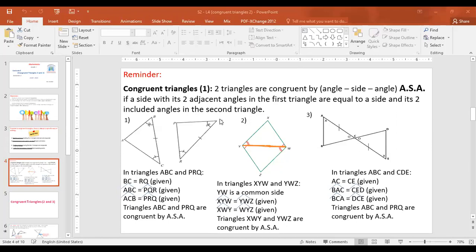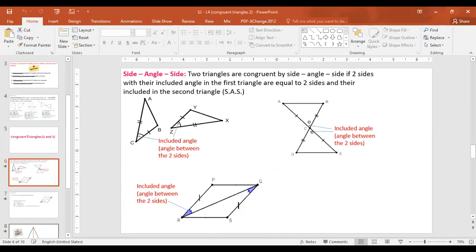Okay. So this is what Taline read, congruent triangles case 1. Now we have congruent triangles case 2, which is side angle side. I want Lamar Safiaddin to read side angle side. Yes, Lamar?